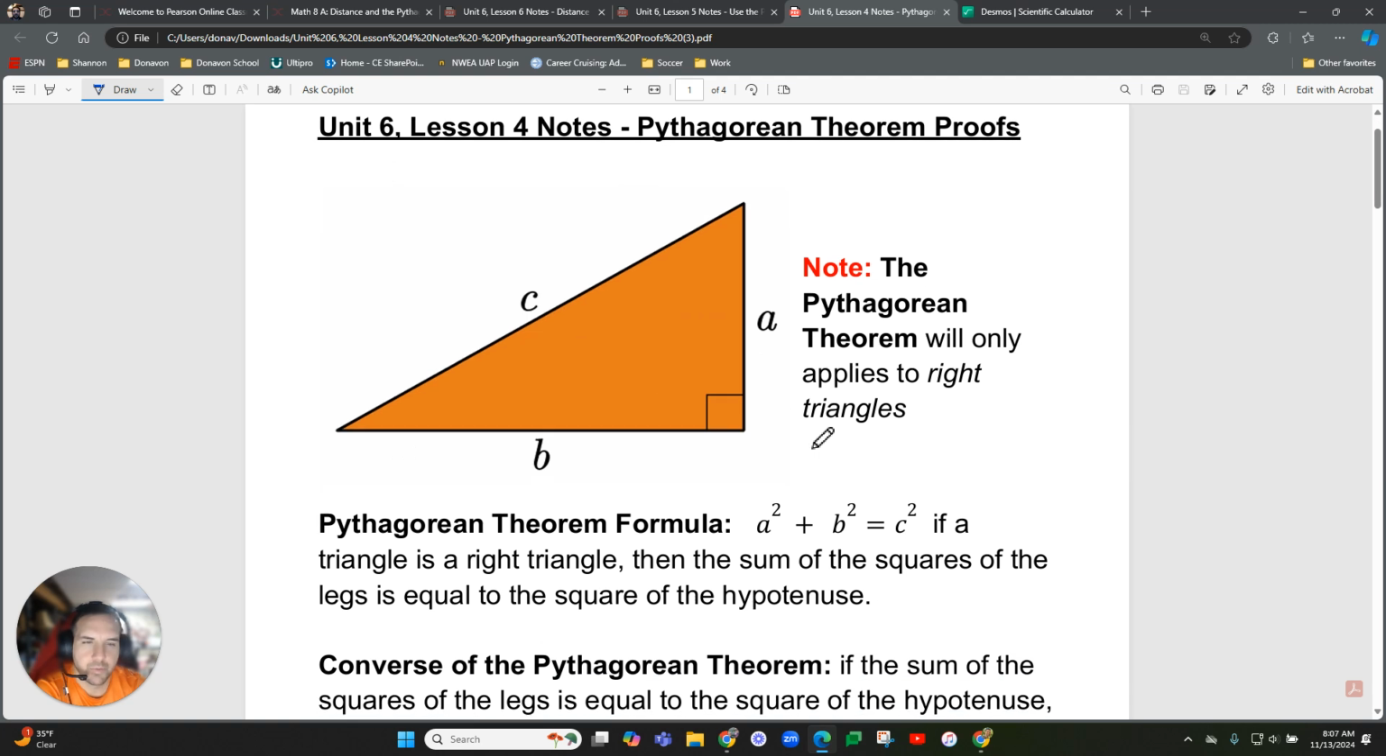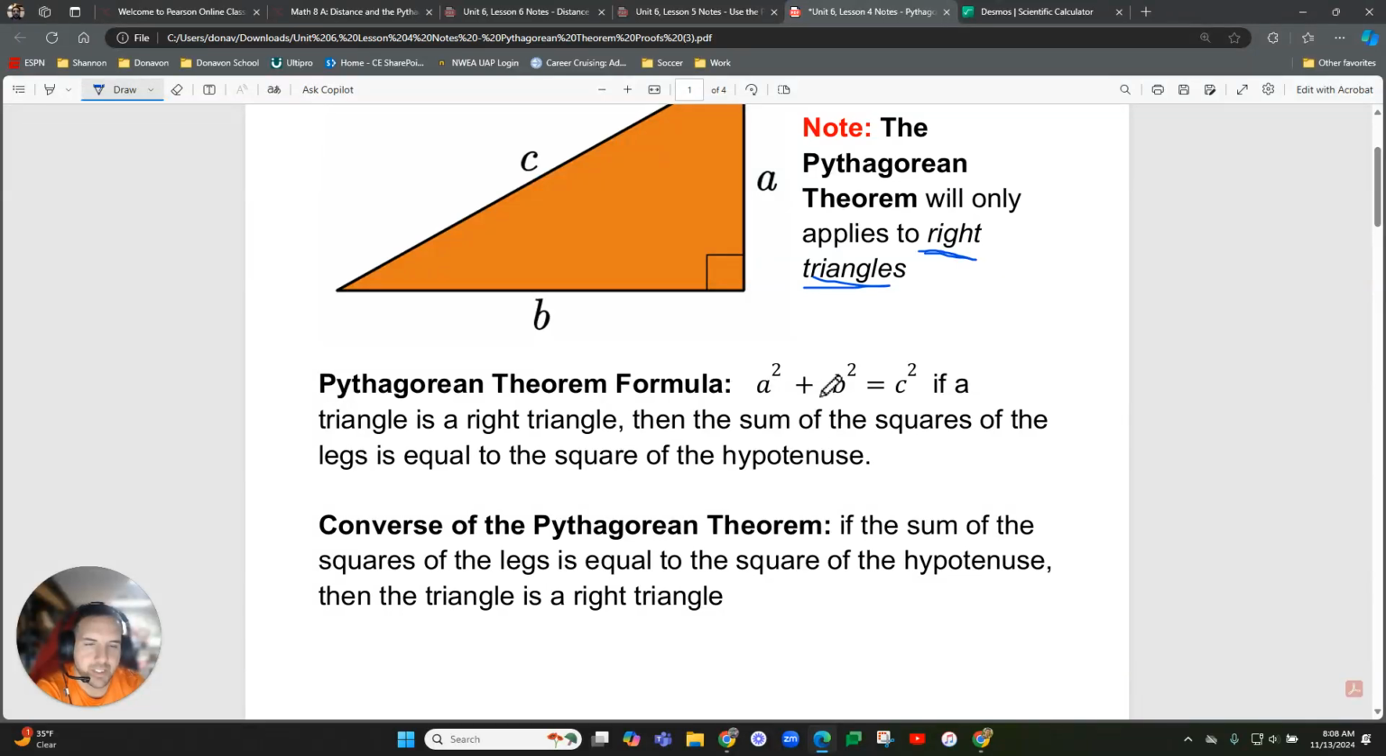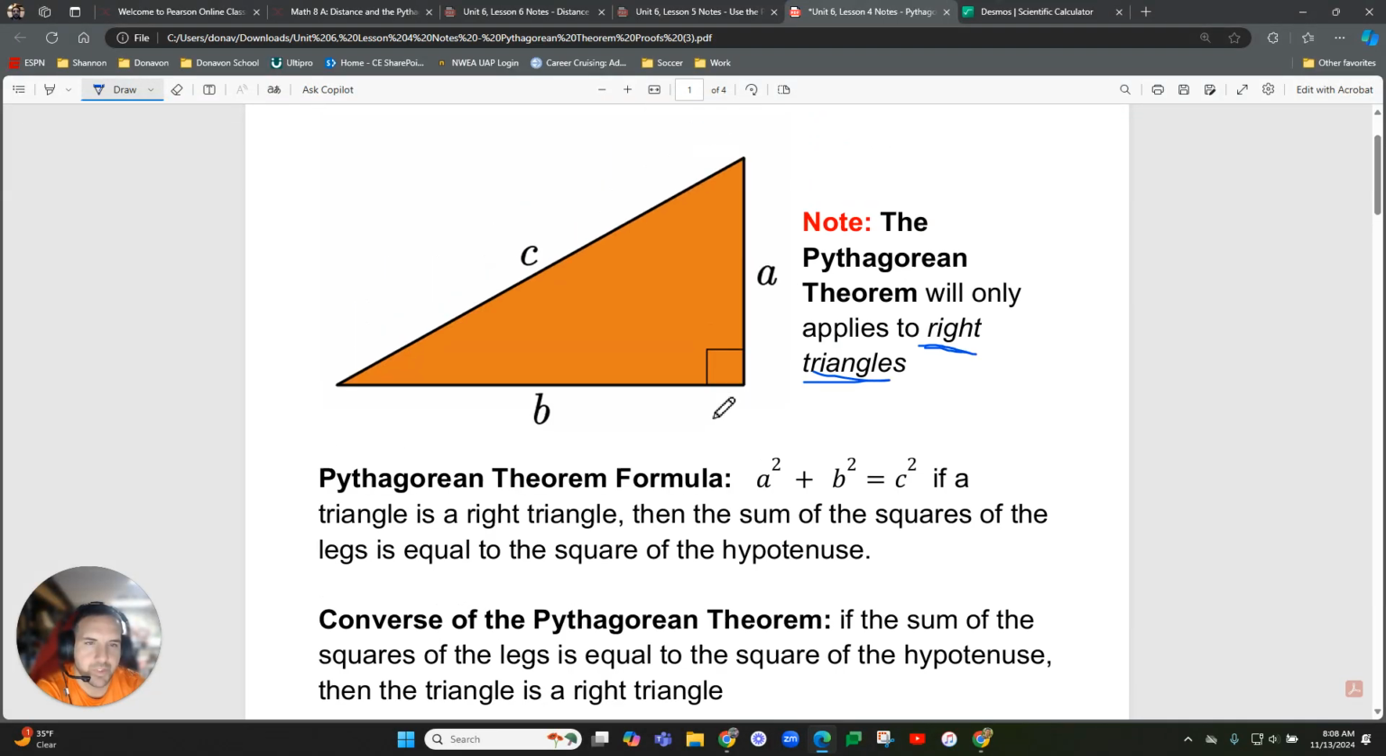And super important to know about the Pythagorean theorem, it only applies to right triangles. So what does that mean? It only applies to a triangle that has a 90-degree angle. So you're not going to be able to use this unless it's a 90-degree angle triangle, or a right triangle. The formula itself is a squared plus b squared equals c squared.